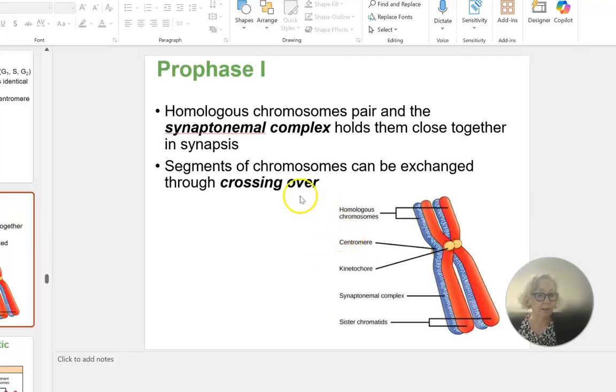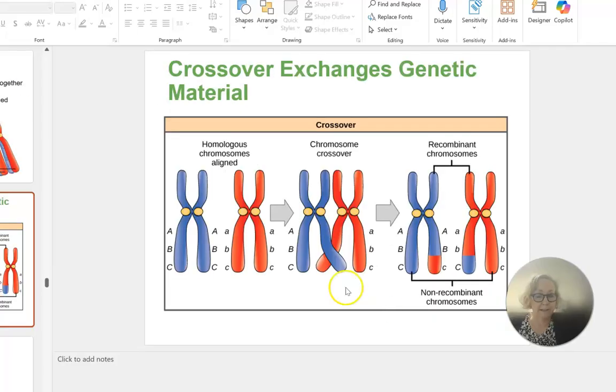What is interesting here is you have this tetrad. This is notable about meiosis. And these little ends here are going to kind of cross over. And you're going to see, do I have that on the next slide? Yes, look at this. This is crossing over.